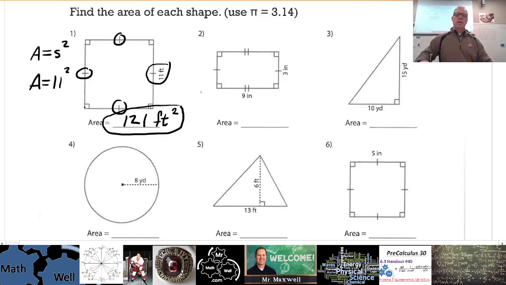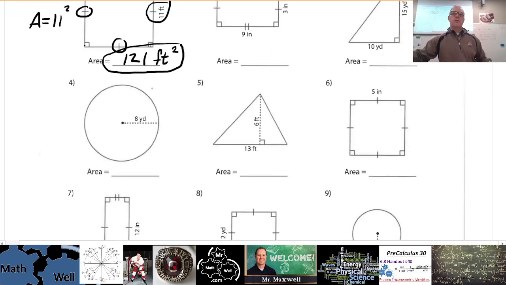Any questions there? Number 4, the area for a circle is pi r squared. So area equals pi times, now is this the radius or the diameter or something different? What's that one for 4? That's the radius. So it's just going to be 8 squared. So the area is, 8 squared is 64 pi.